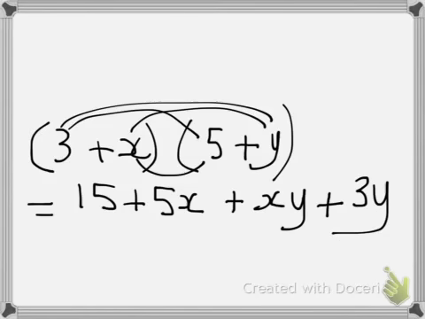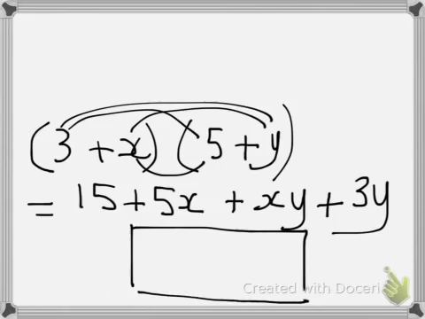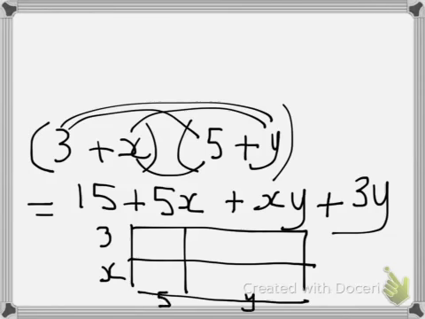That's an example. So again, if I did it back to the box idea, you have 3 and x here, 5 and y here, so you have 15 in here, 5x here, 3y here, and xy here. Thank you very much.